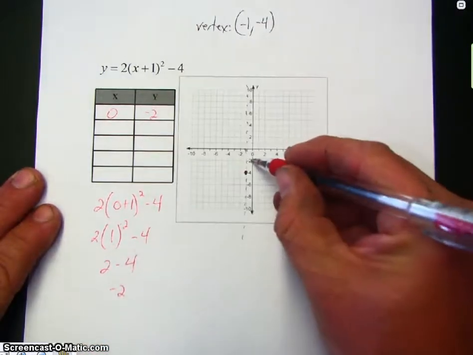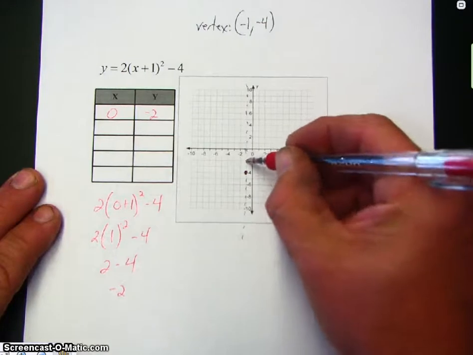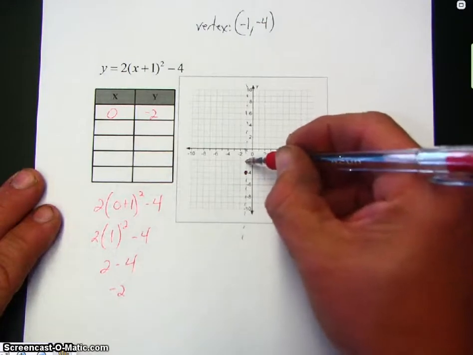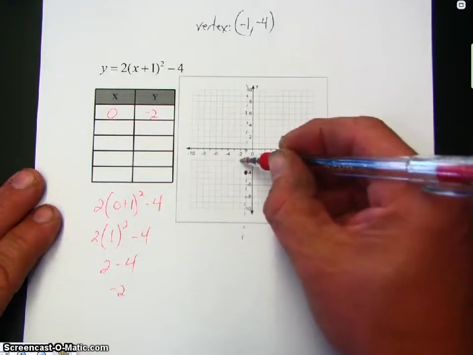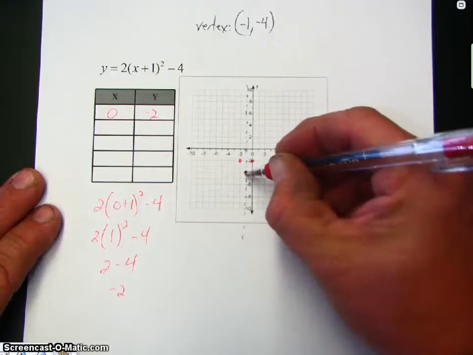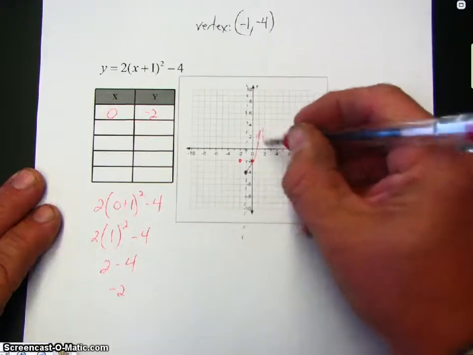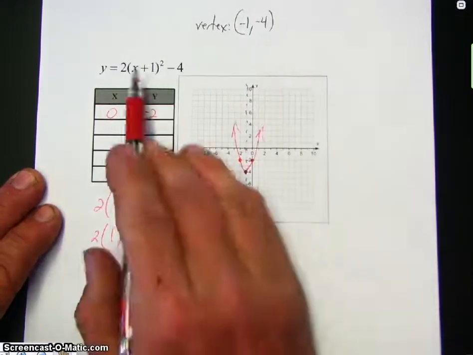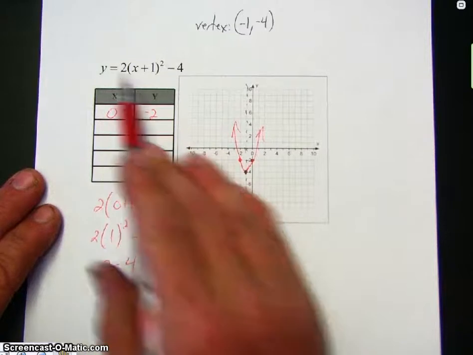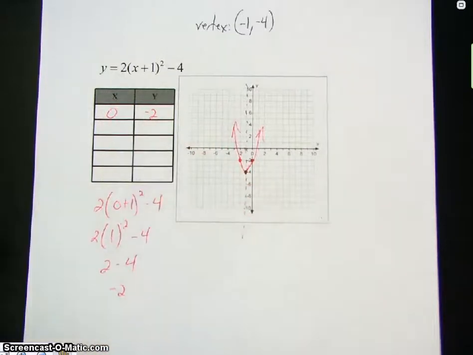So 0, -2. Now from here to here is a distance of 1. So on the other side, from the axis, I'm going to go a distance of 1. Right? And then here's my curve. a is positive, so that means it opens up. And it opens up, so indication I did it correct.